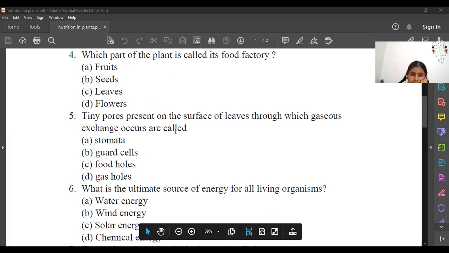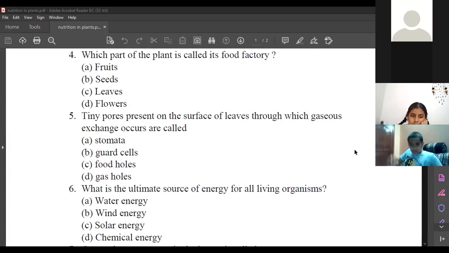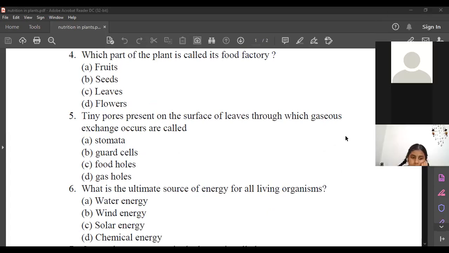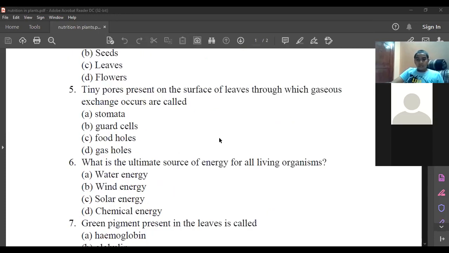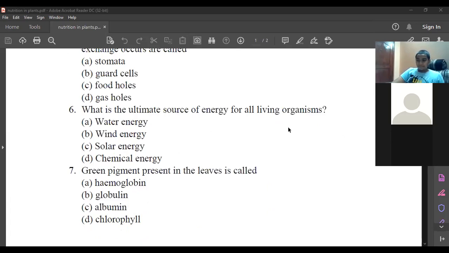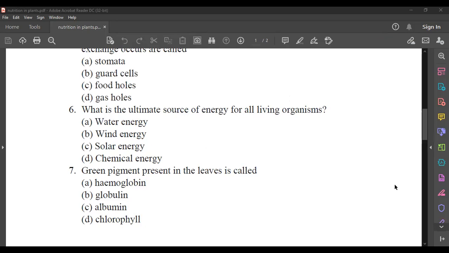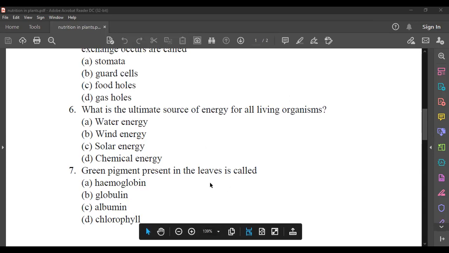What is the ultimate source of energy for all living beings? Jait, what is the answer? The answer is solar energy, sir. Solar energy, that is the sun's energy, right? Whatever energy comes from the sun is the ultimate source of energy for all living organisms. The green pigment present in the leaves is called chlorophyll. Good.